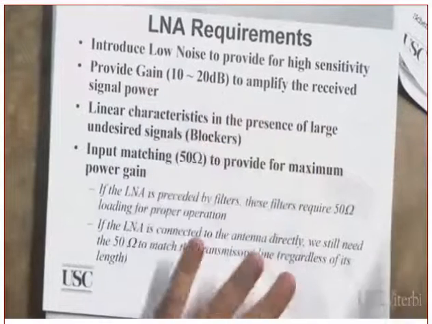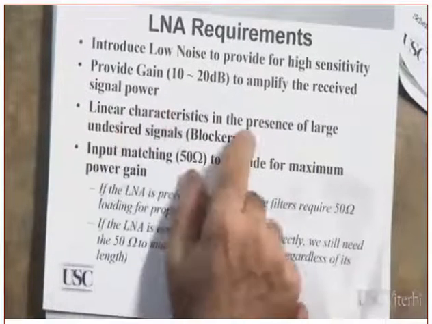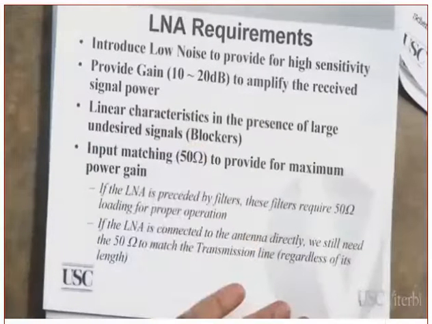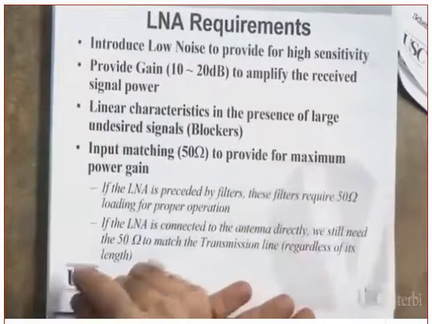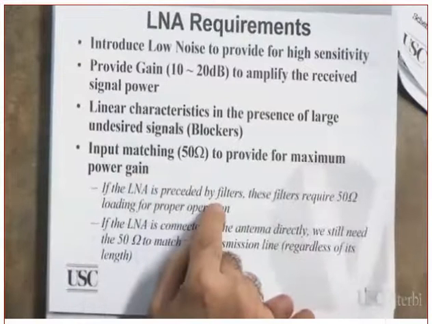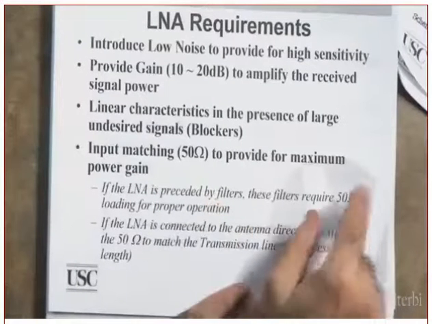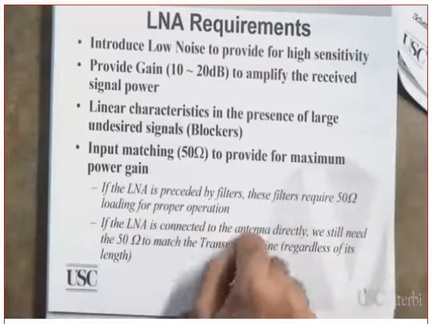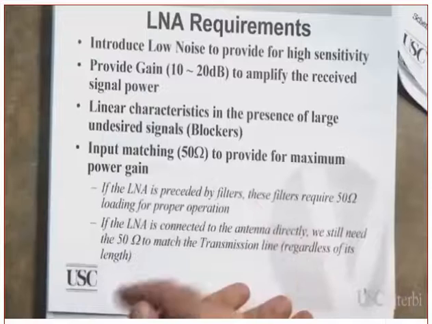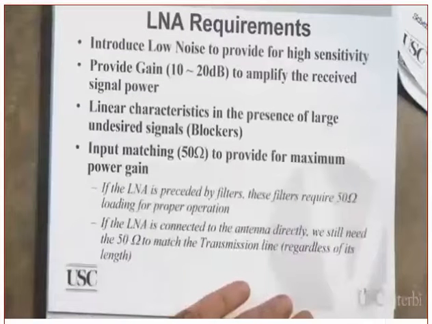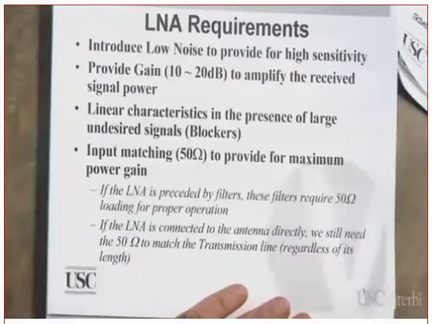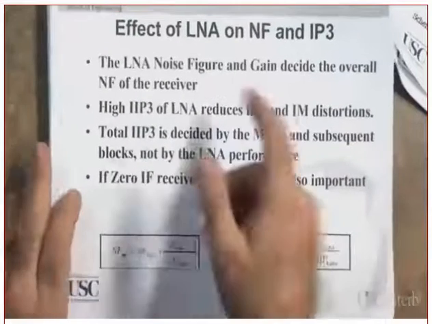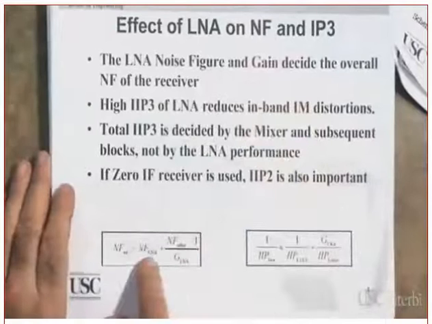Provide gain, 10 to 20 dB to amplify the received signal, with linear characteristic in the presence of large undesired signals or blockers. Input matching, 50 ohm to provide maximum power gain. We already talked about this. If the LNA, by the way, is preceded by filters, these filters require 50 ohm loading for a proper operation. If they are connected to the antenna directly, we still need a 50 ohm to match the characteristic impedance of the feeder cable. Clear? Okay.